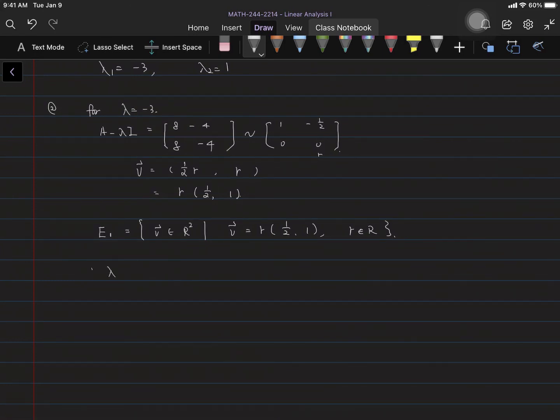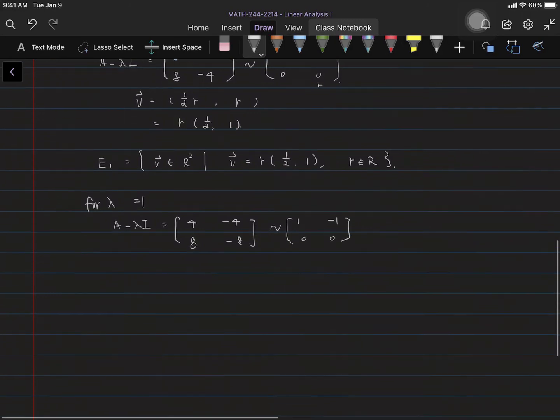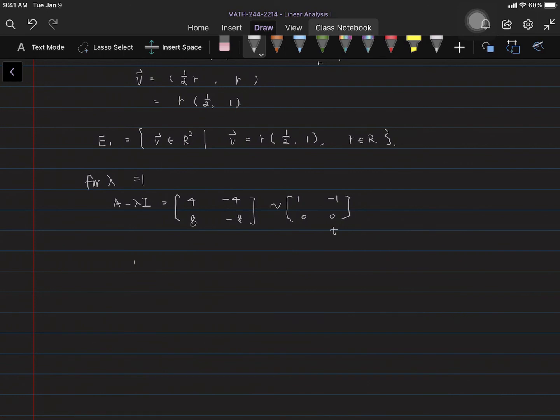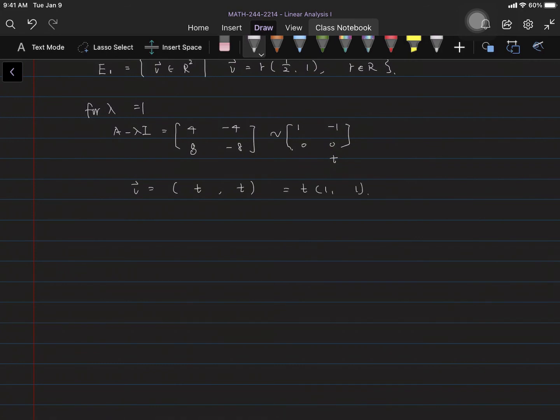Let's try another one. For lambda equals 1, we plug into A minus lambda I, which is 4, negative 4, and 8, negative 8. Change this into row echelon form: 1, negative 1, 0, 0. The second component should be a free variable, so it should be t here. And the first component should be positive t, because when we move it to the right side, it becomes positive. Factor the t out: t times 1, 1. Let's write down the eigenspace. E2 is the set of vectors belonging to R squared, and all the vectors have this form, and t is free. Just like this. That's the eigenspace.